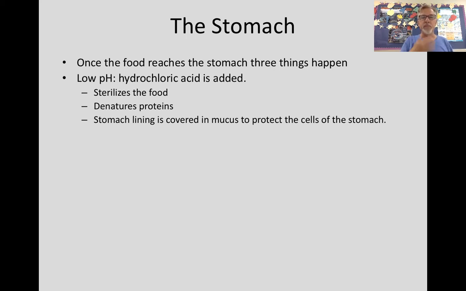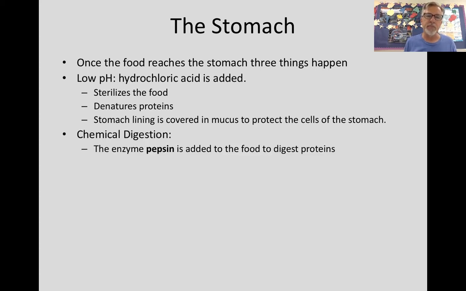And 3, the hydrochloric acid would normally damage the cells on the lining of the stomach. But we have an adaptation to deal with that as we cover those cells in mucus, and that protects the cells of the stomach. The second thing that's going to happen to the food when it reaches the stomach is that chemical digestion will continue because the enzyme pepsin is added to the food, and pepsin digests proteins. So we get the beginning of protein digestion.